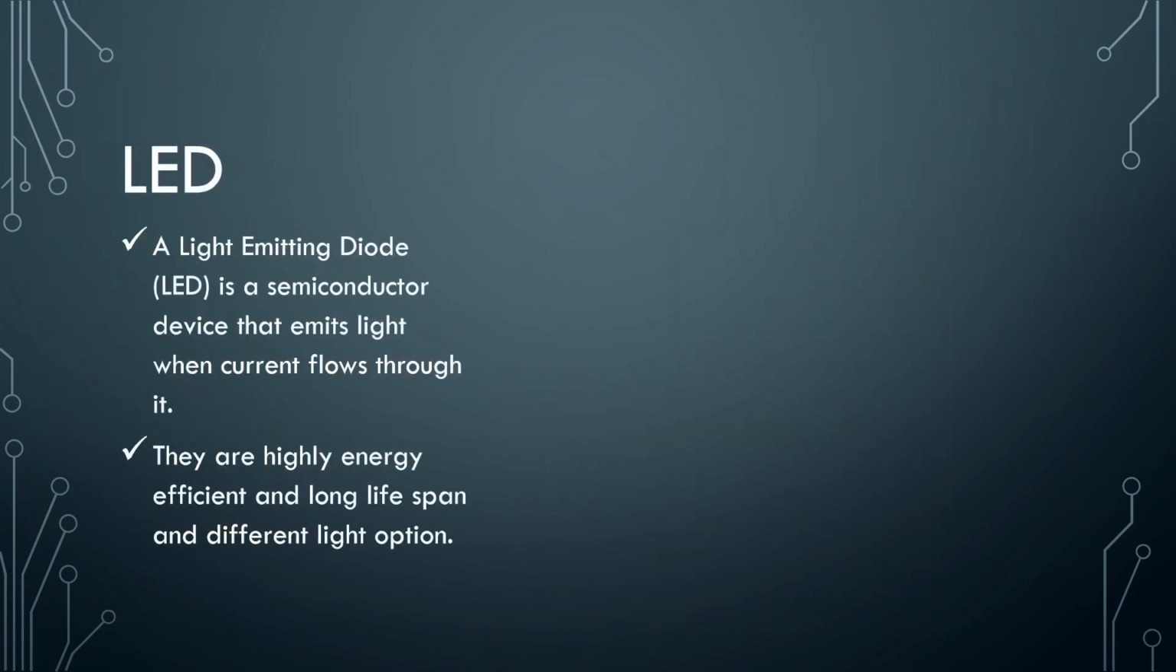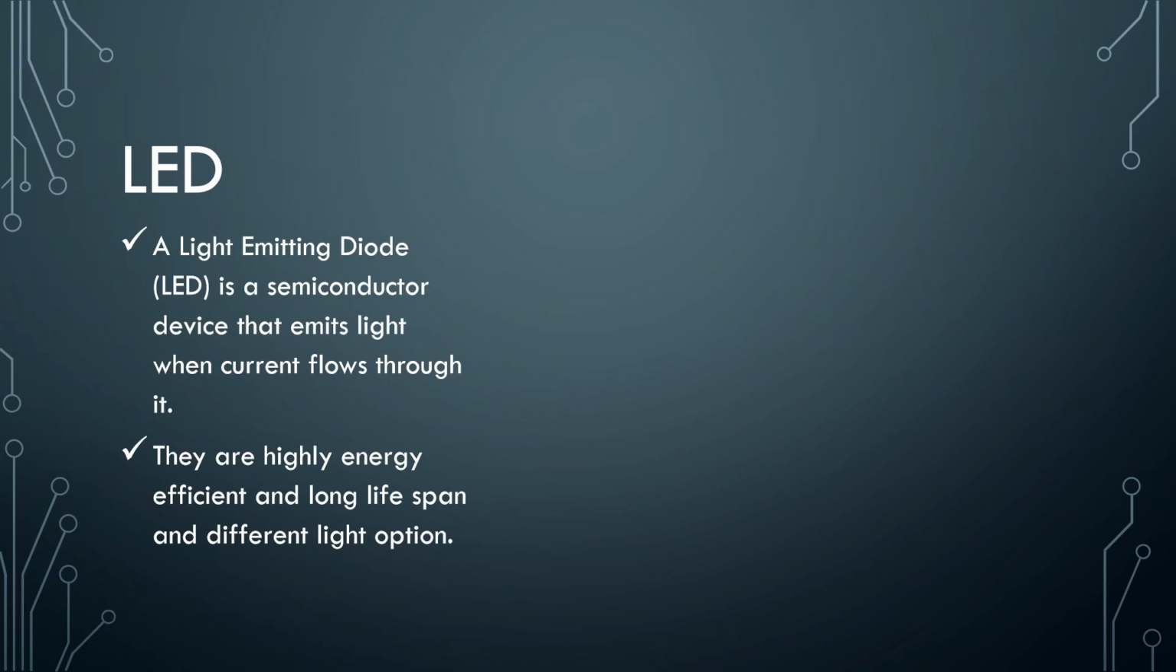So next we have LED, also known as light emitting diode. It is a type of semiconductor that emits light when an electric current passes through it. LEDs are widely used for their efficiency and long lifespan.